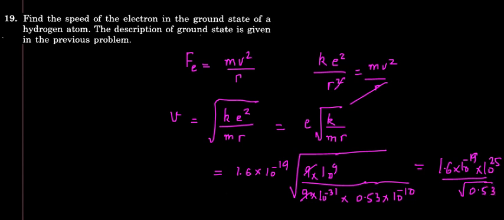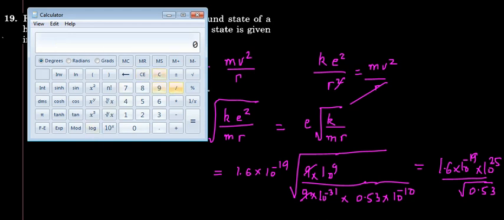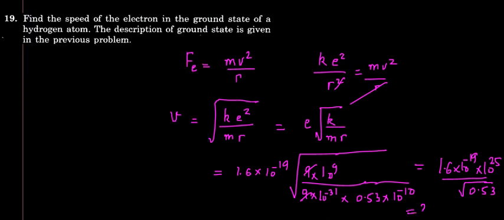So let us do that on a calculator and see what result we get. We have 1.6, you divide by the square root of 0.53, and the result you get is 2.19. This is 2.19 into 10 to the power of 25 minus 19, which is 10 to the power of 6 meters per second. So this is the speed of the electron in the ground state of the hydrogen atom in its orbit.